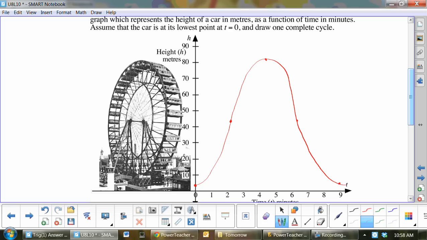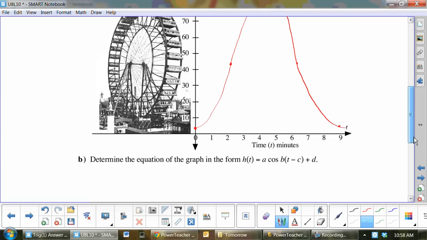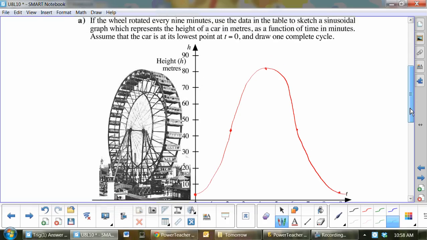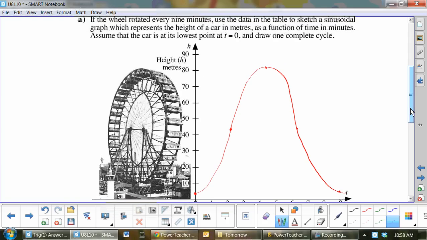Okay, so that would be my graph. Now with this information, we have to come up with every single one this time, A, B, C, and D. Once again, we're going to do it as a class. So if you've got any ideas, just put up your hand. I'd be happy to hear you out.